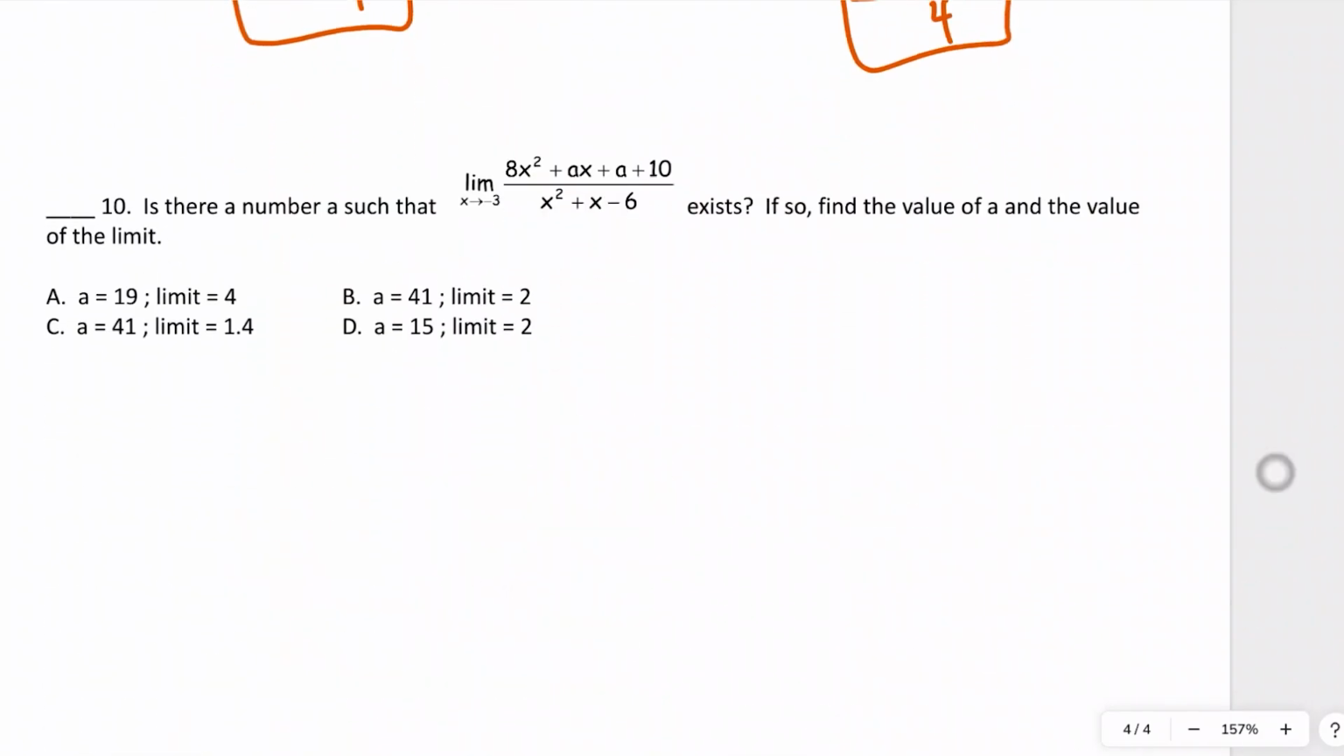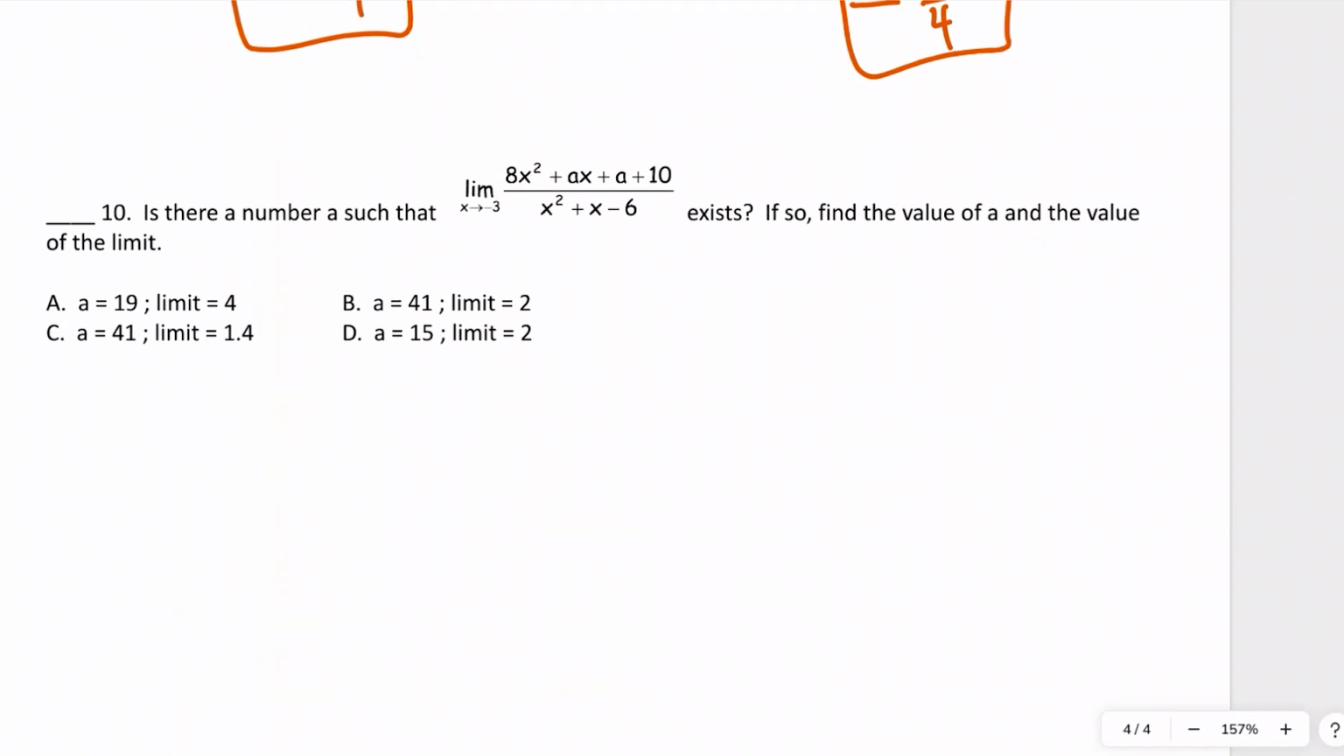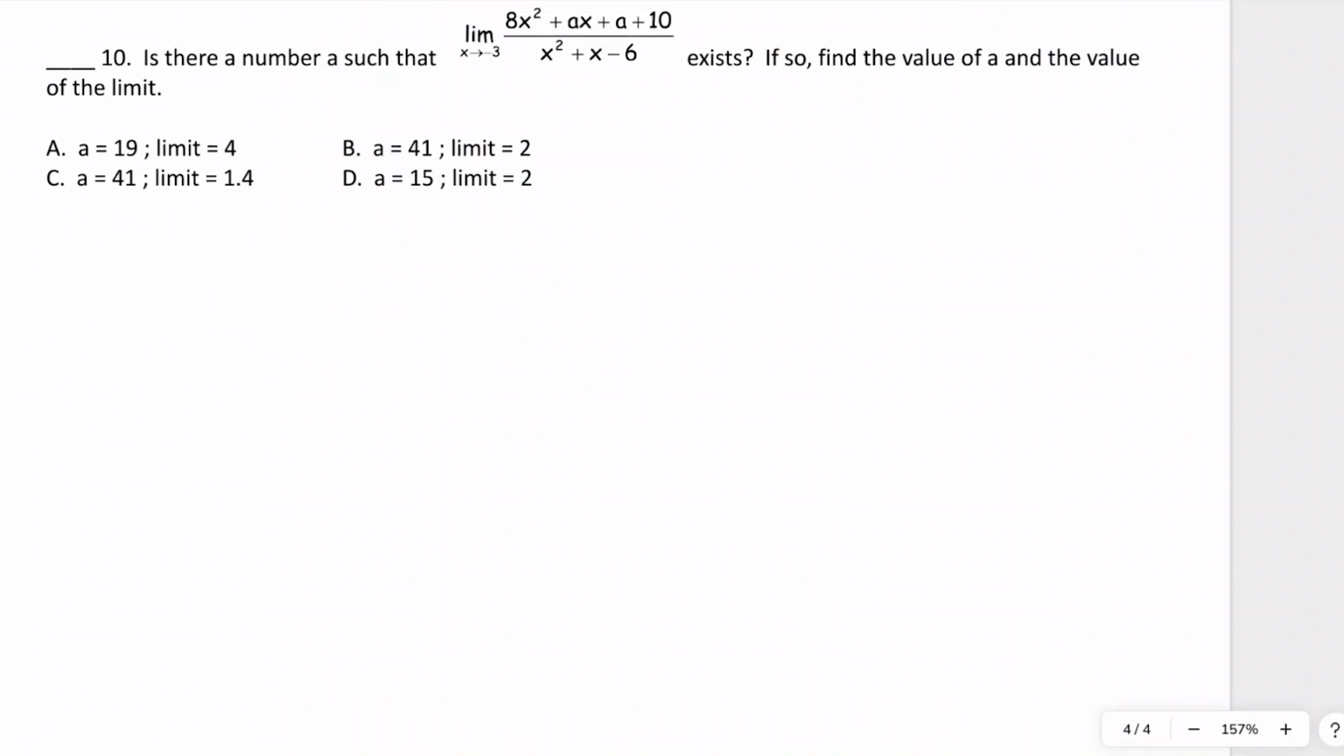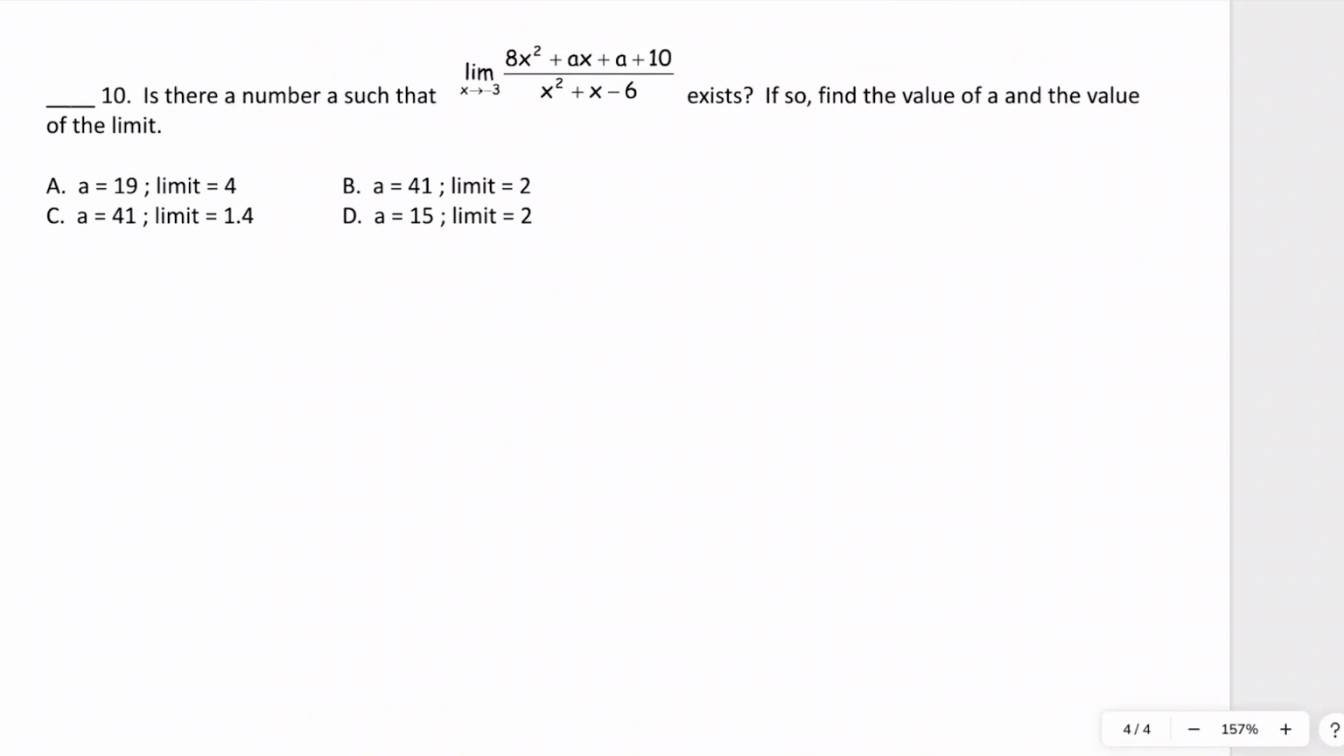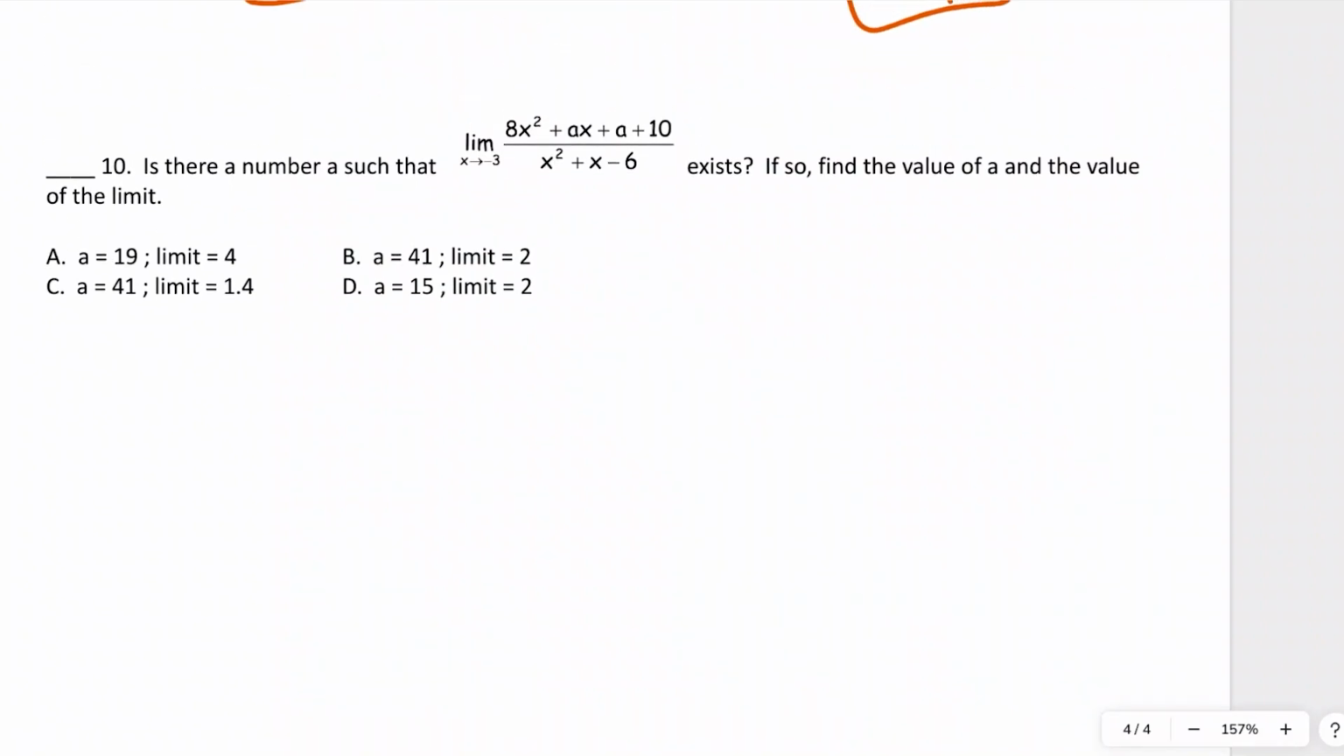And our last question of the homework: is there such a number a that this limit exists? If so, find the value of a and the value of the limit. Now, this is a pretty challenging question, I think. This is a thinker, if you will.